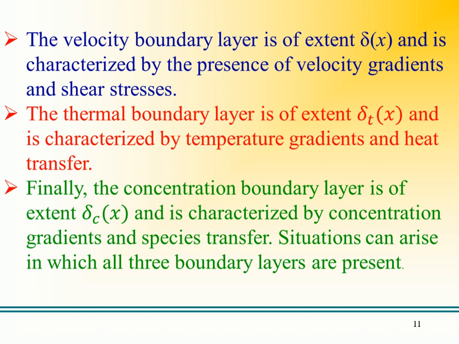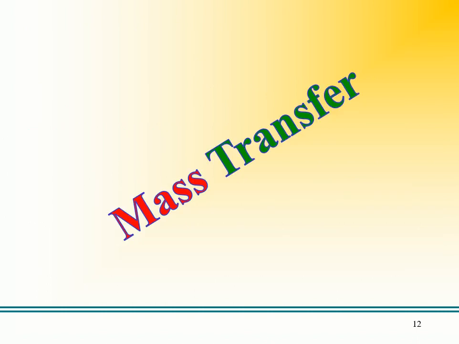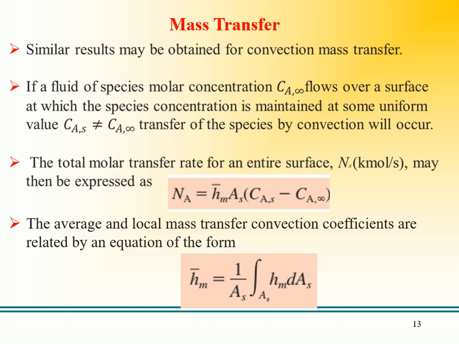The concentration boundary layer is of extent, we say delta c, c for concentration, and is characterized by concentration gradients, the change in the concentration and species transfer, right? So here in the case of a velocity boundary layer, the velocity gradient; in case of temperature, the temperature gradient and heat transfer. Here, of course, we have concentration gradient and species transfer, mass transfer. Situation can arise in which all three boundary layers are present. There are certain number of cases in which we have all the three, that velocity boundary layer, thermal boundary layer, and concentration boundary layer. So let's focus on the mass transfer.